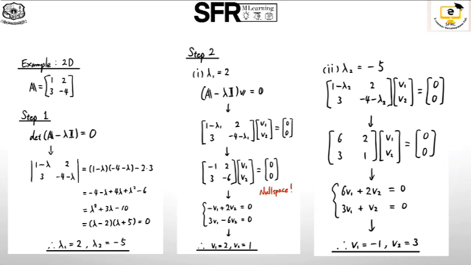Here we take the value lambda equal to 2. So, first equation is minus V1 plus 2 into V2 equal to 0, and 3V1 minus 6V2 equal to 0. We have to find the values of V1, V2 from these two equations. We have V1 equal to 2, V2 equal to 1. Also, we find the eigenvector corresponding to the eigenvalue lambda 2 equal to minus 5.